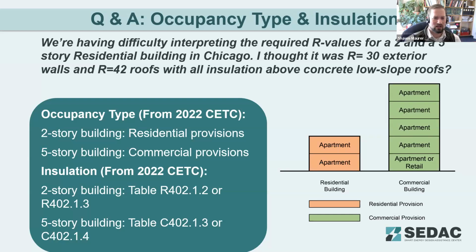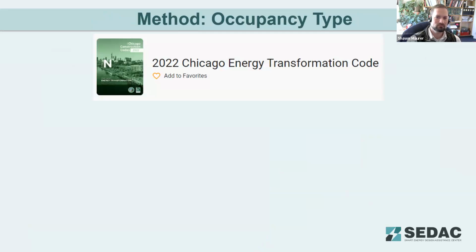A 5-story building, however, falls under the commercial provisions, and there's a column in the commercial table for insulation requirements for residential properties, Group R properties. And so the insulation requirements pulling from the Chicago Energy Transformation Code for the 2-story building are going to come from the residential tables, but for the 5-story building, even though it's residential occupancy, is going to come from the commercial side of the requirements.